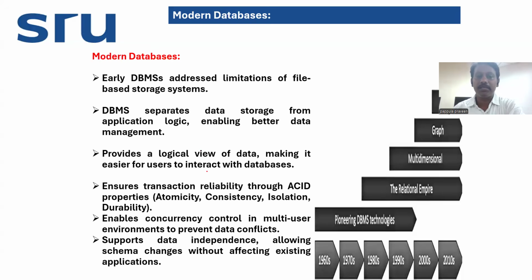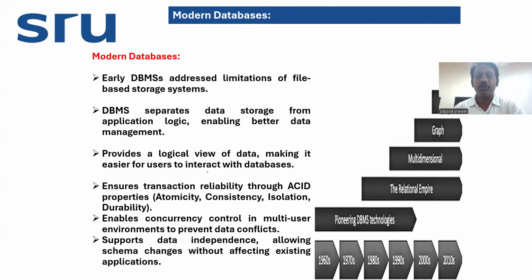Coming to modern databases, early DBMS addressed limitations of the file-based storage system. What are the limitations of the file-based system? There is no security, there is no consistency, and there is no protection from unauthorized access. Unauthorized persons can access easily. These are all the problems in the file-based system.